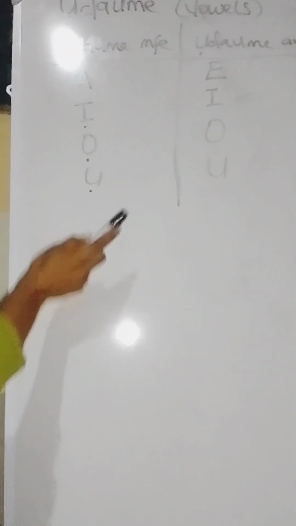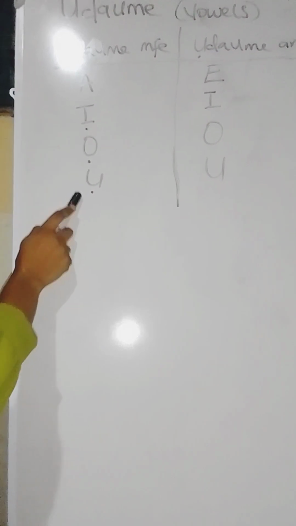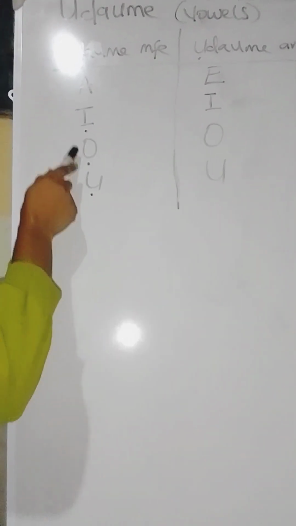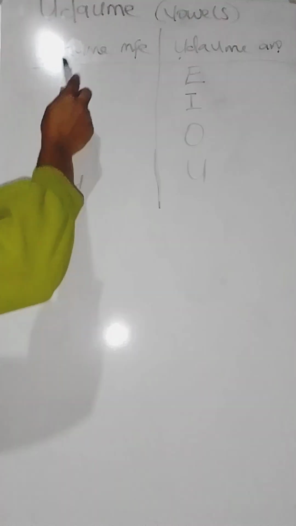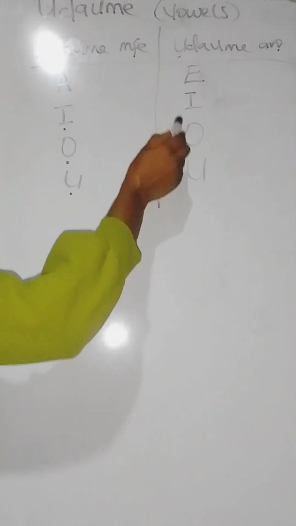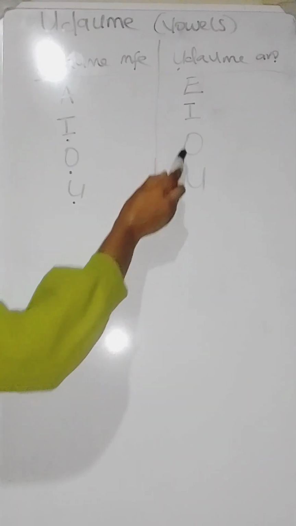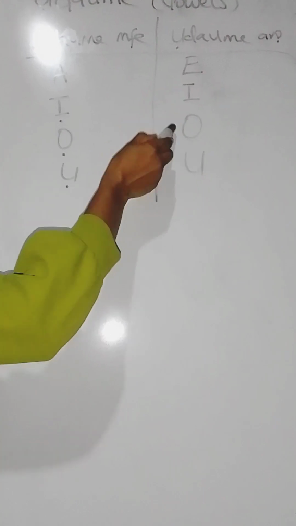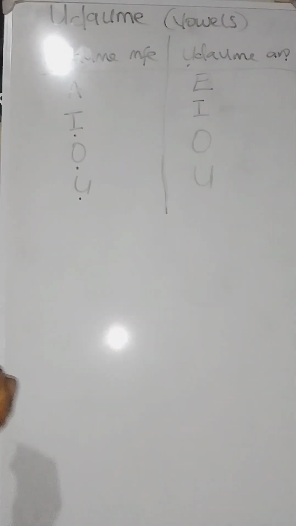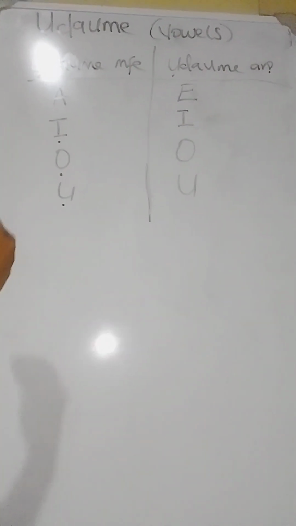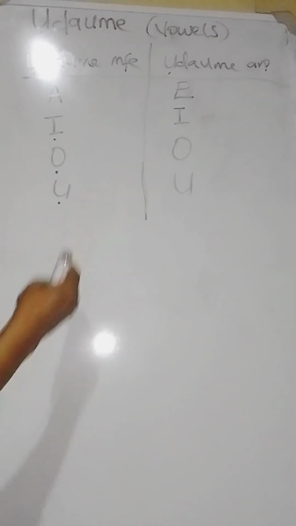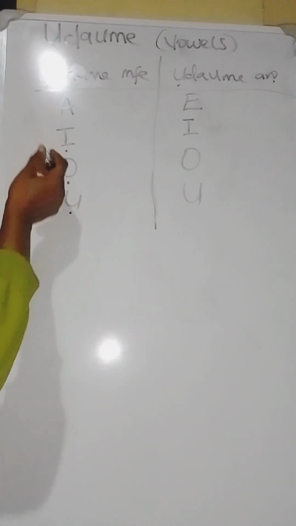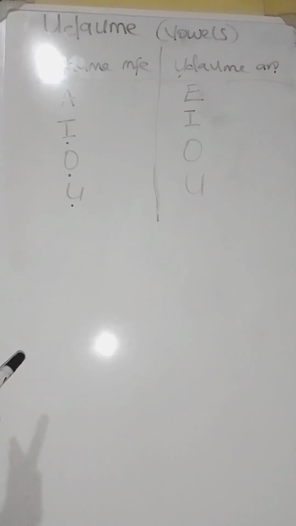So these are the light vowels. Let's pronounce a, e, o, mfe. You can say a, e, o, mfe. That is, they are under Odaume Mfe. Then e, i, o, u, Aro. Very simple. E, i, o, u. When you produce them, you even notice that you feel heavy while producing them. But once you're saying a, e, o, very light in production.